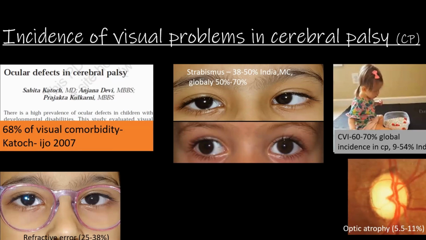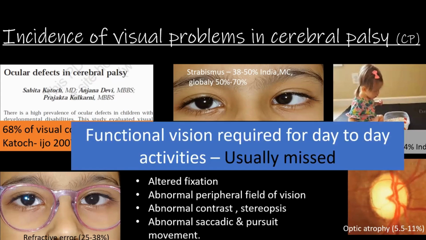So all these problems are easily picked up in an ophthalmic office, but certain problems like functional vision, which are required for day-to-day activities, usually get missed. This is so subtle that we take it for granted, like a typical child would, for example differentiating between objects or identifying toys. All these things become difficult in a child with visual problems in cerebral palsy. This includes altered fixation, peripheral field of vision, abnormal contrast, stereopsis, and abnormal saccadic and pursuit movements.